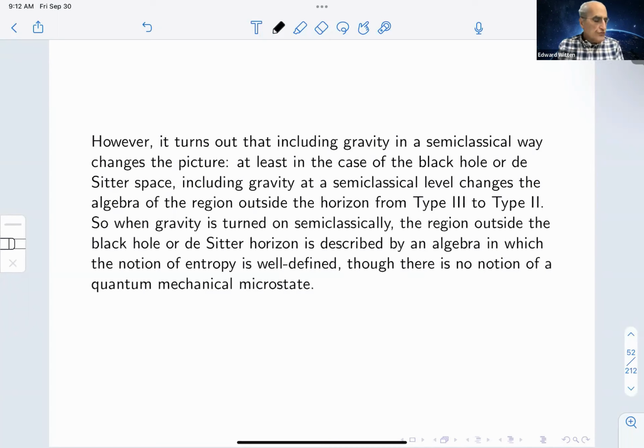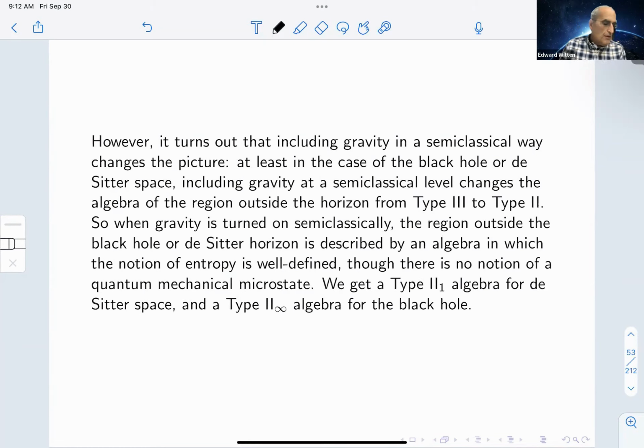So when gravity is turned on, even for weak coupling, the region outside the horizon is described by an algebra in which there is a notion of entropy, though there is no notion of a quantum mechanical microstate. Type 2 and type 3 algebras do not have microstates, but they do have density matrices and entropies. We get a type 2-1 algebra for de Sitter space and a type 2 infinity algebra for the black hole.